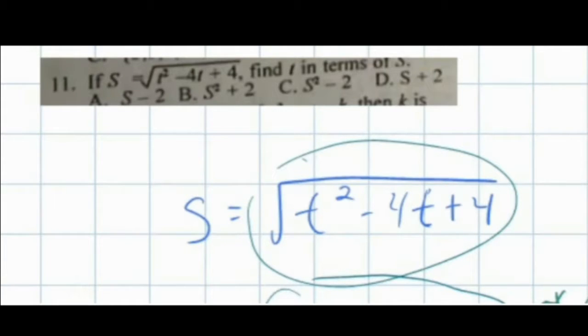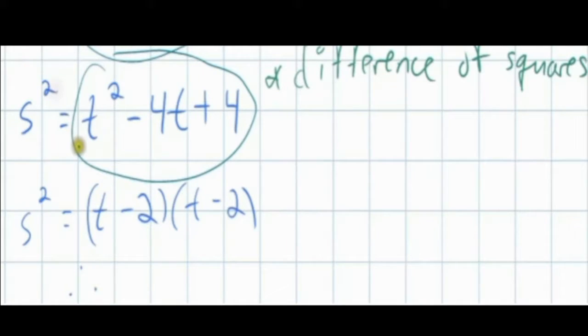Question 11 says if s is equal to the square root of t squared minus 4t plus 4, find t in terms of s. So I rewrote it here for clarity, and then I've circled this part because here you'll have a square root. That's kind of hard to work with if you're trying to get t to be by itself. So what I did was I squared both sides.